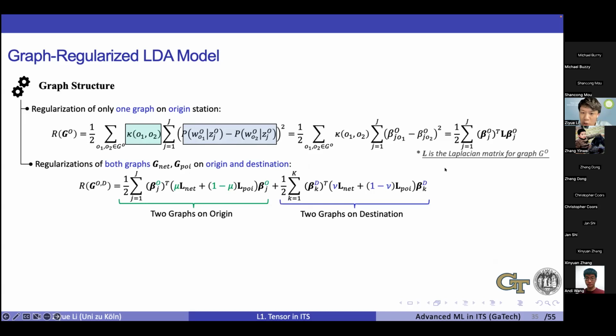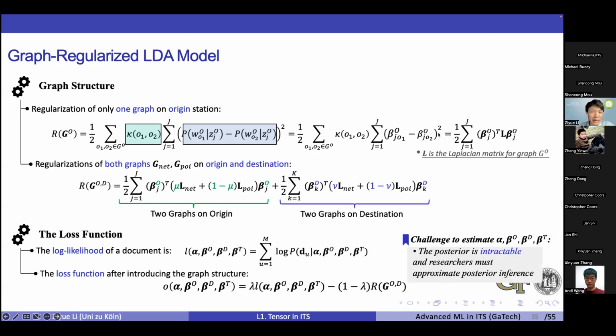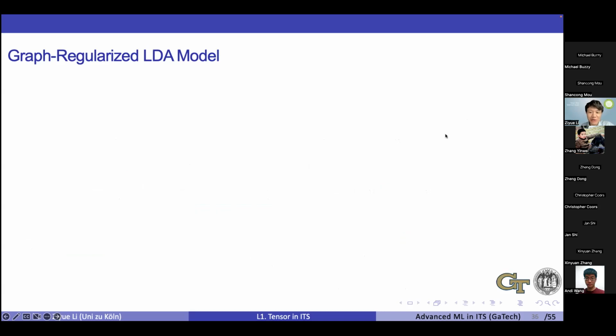In the end, we formulate this as a Laplacian penalty. Since we have two graphs on the O dimension and also two graphs on the D dimension, you can see this regularization term is quite long. Overall, this is the loss function: we maximize the likelihood and minimize the Laplacian penalty, which is why there is a minus here. So this is the model formulation.